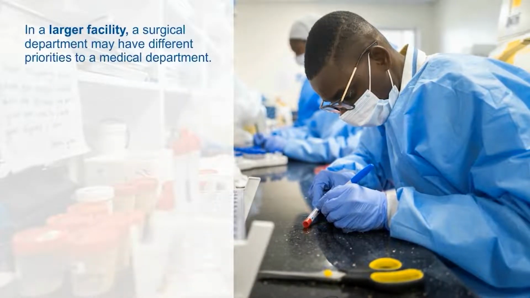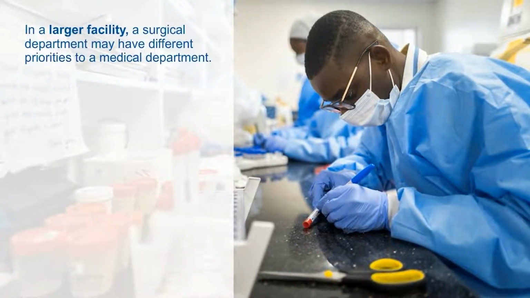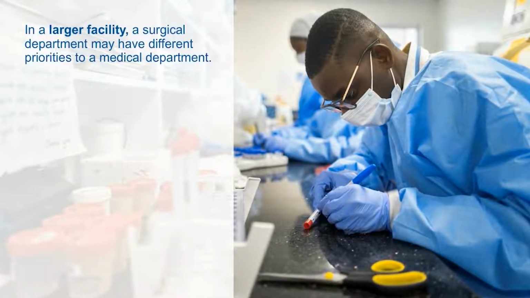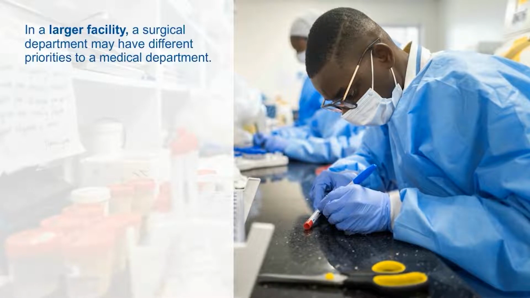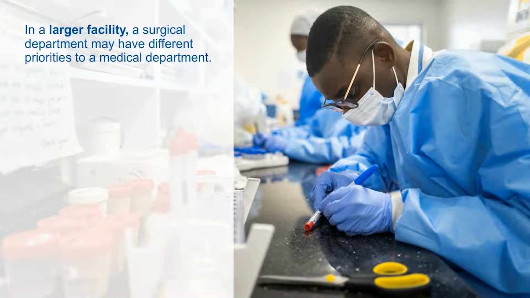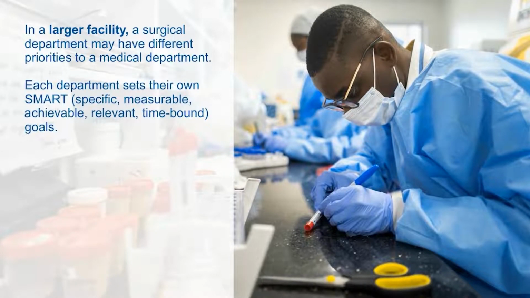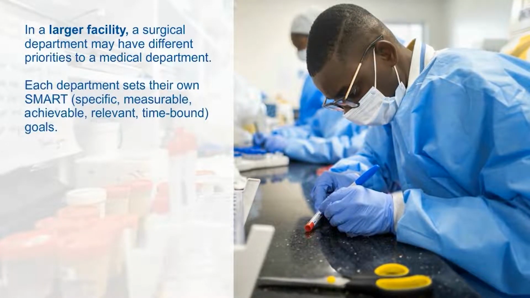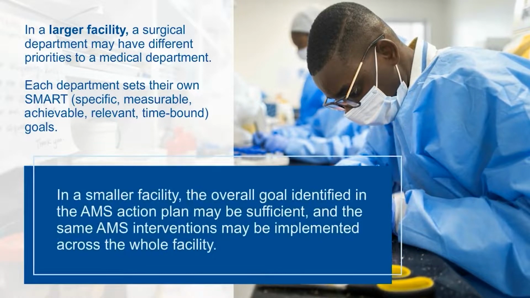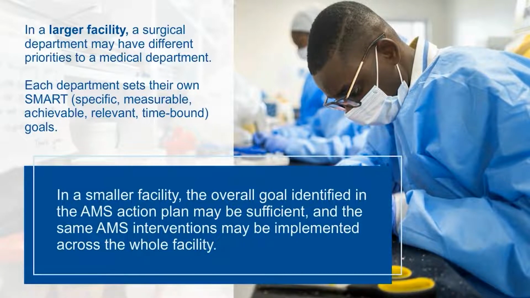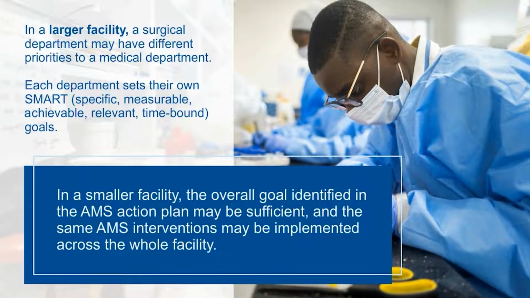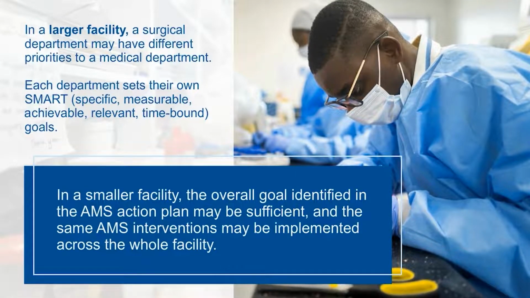It is important to set goals for the AMS action plan. There may be more than one AMS goal in a facility. For example, in a larger facility, a surgical department may have different priorities to a medical department. Each department sets their own SMART (specific, measurable, achievable, relevant, time-bound) goals. In a smaller facility, the overall goal identified in the AMS action plan may be sufficient, and the same AMS interventions may be implemented over the whole facility.